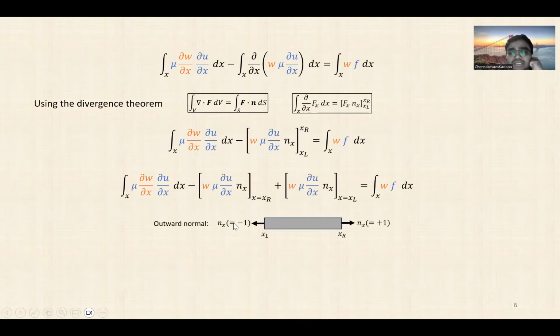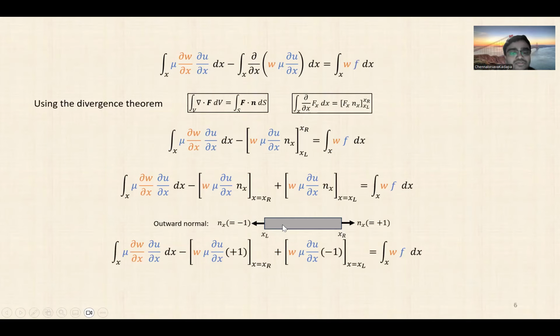And then we also know the outward pointing normals at both ends of the domain. So at the right end, the outward pointing normal has a value of +1, and at the left end, it has a value of -1. So we can substitute those values. Okay, we don't simplify it.